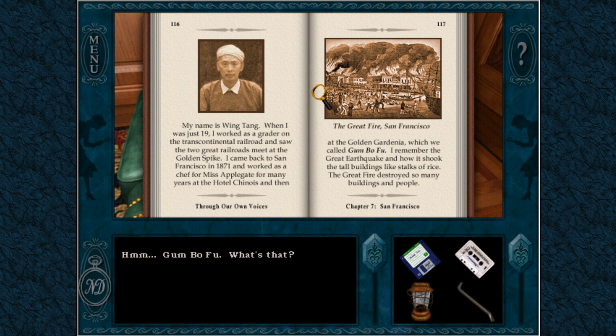My name is Wingtang. When I was just 19, I worked as a grader on the International Railroad and saw the two great railroads meet at the Golden Spike. I came back to San Francisco in 1871 and worked as a chef for Miss Applegate, for many years at the Hotel Denoise and then at the Golden Gardenia, which we called Gumbo Foo. I remember the great earthquake and how it shook the tall buildings like stalks of rice. The great fire destroyed so many buildings and people.